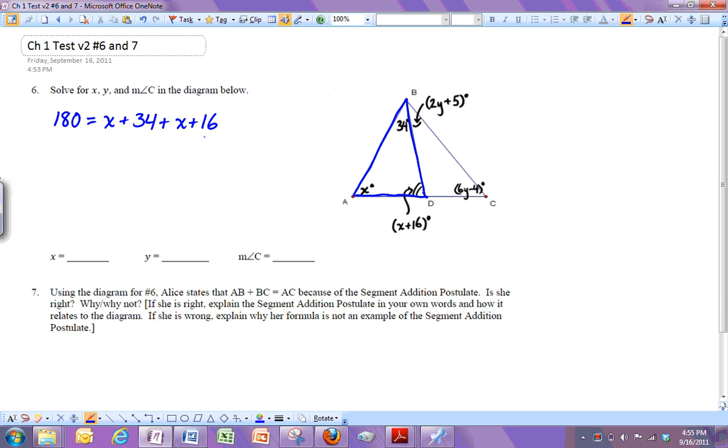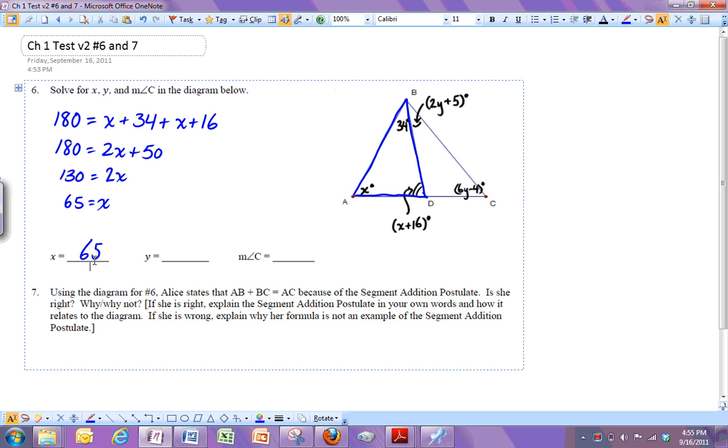So let's simplify that a little bit. So this is going to be 180 equals, and on this side I have two X's and 50 units. So now if I subtract the 50, I get 130 equals 2X, and then I divide by 2, and I get 65 as my X. Okay, so I know 65 is the X. Well, now we need Y. So 65 equals X, and I need Y.